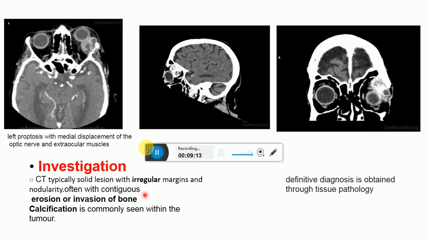Investigations. On CT scan, typically there is a solid lesion with irregular margins and nodularity, often with contiguous erosion or invasion of the bone. Calcification is commonly seen within the tumor. So there is a globular lesion, irregular serrated edges, and calcification. Biopsy is necessary to establish the histological diagnosis. Subsequent management depends on the extent of tumor invasion of adjacent structures as seen in imaging.